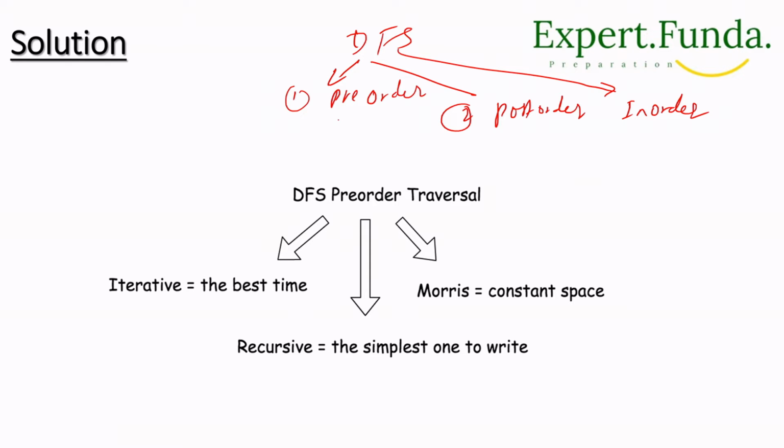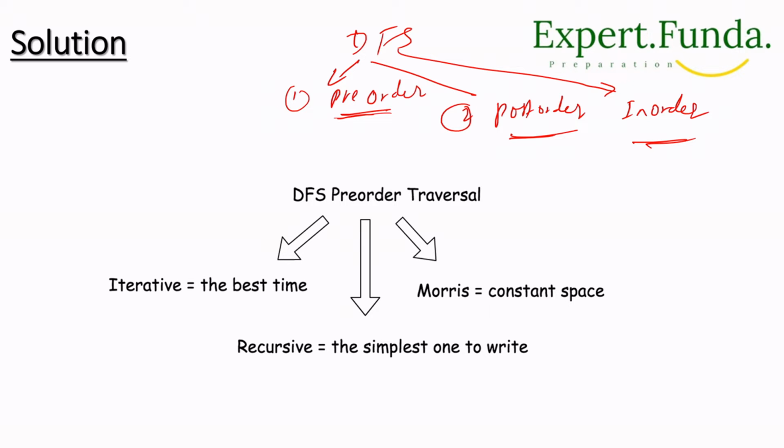Okay, pre-order, post-order, and in-order. If we talk about pre-order, we know that first we go left, then right, and then to this one. Similarly for post-order and in-order. So we will see pre-order, post-order, and this one.